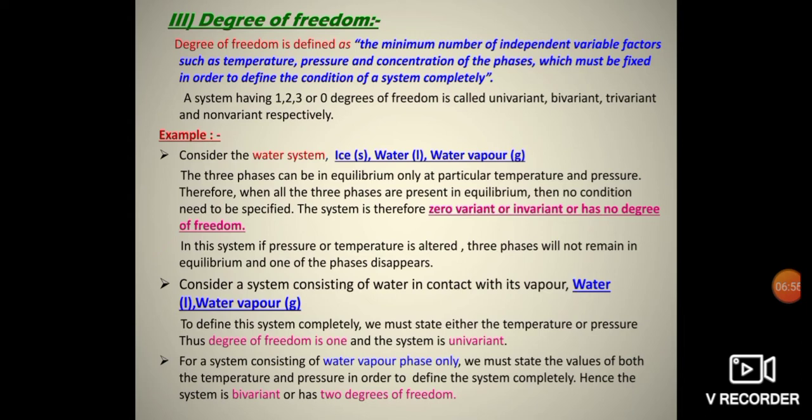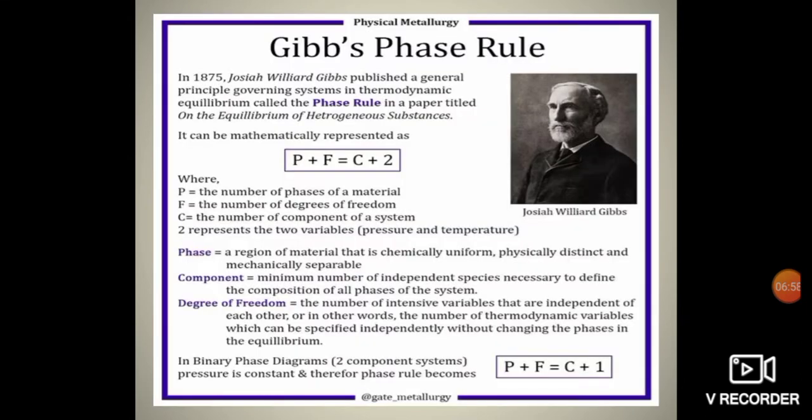So these are the degrees of freedom. Okay, next. So Gibbs phase rule. The phase rule was published in 1875 by Joseph Willard Gibbs. According to him, it can be mathematically represented as P + F = C + 2, where P is the number of phases of a material, F the number of degrees of freedom, C the number of components of a system, and 2 represents the 2 variables, that is pressure and temperature.